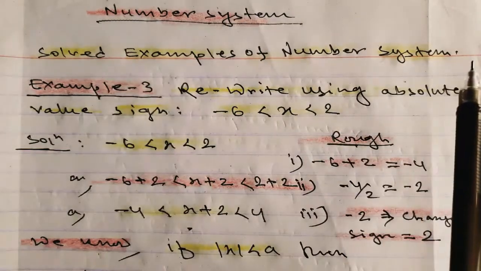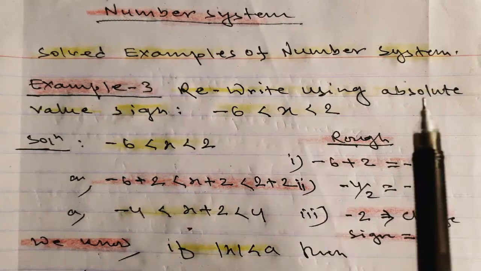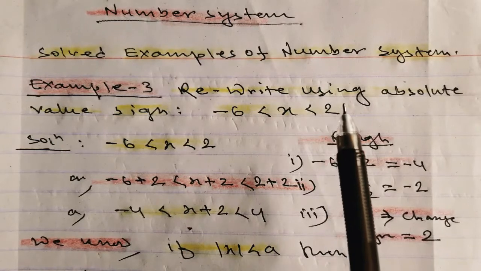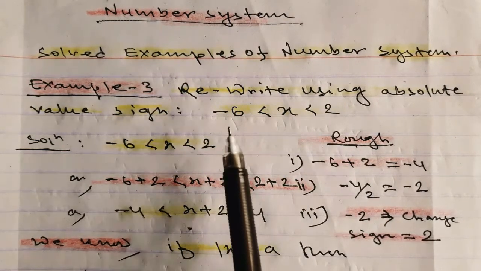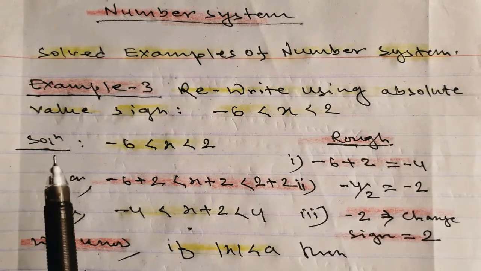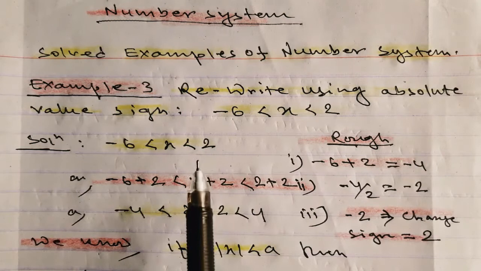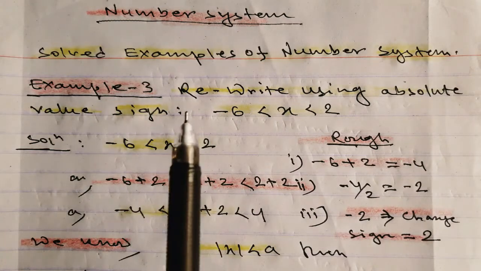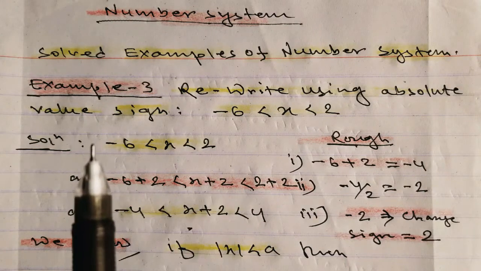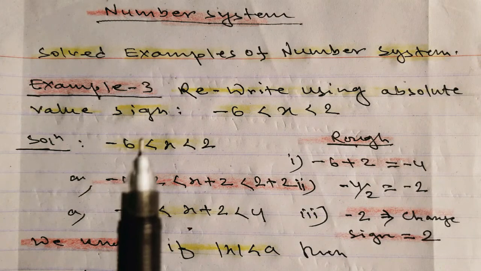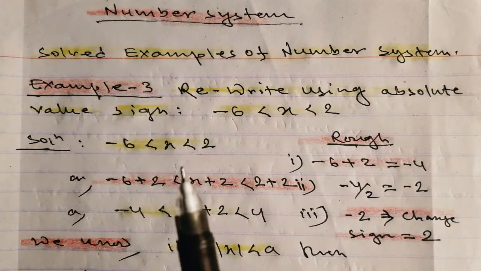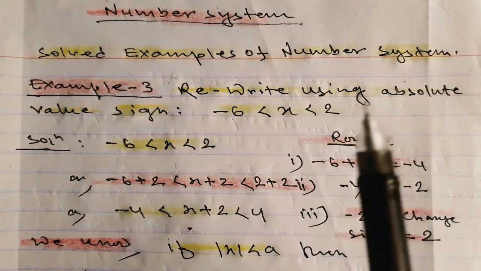Solved examples of number system. Example 3. Rewrite using absolute value sign: −6 < x < 2. So this is the given inequality, and we have to write it by using absolute value sign. Solution. We have to change this into absolute value sign. To do that, we have to make the numbers on the left side and right side both equal. Then only we can convert this into absolute value sign.